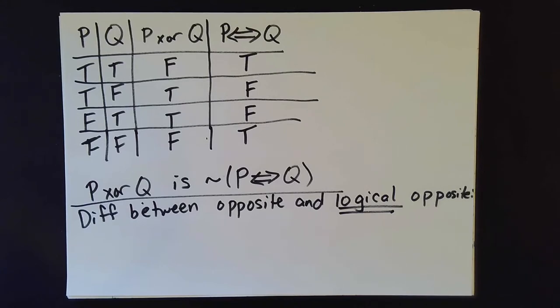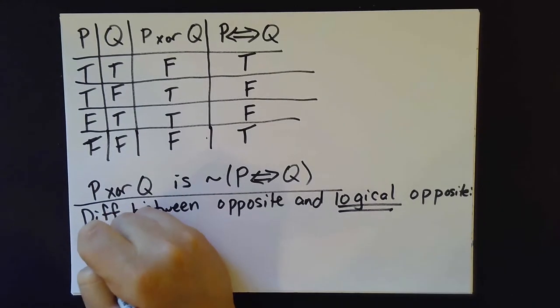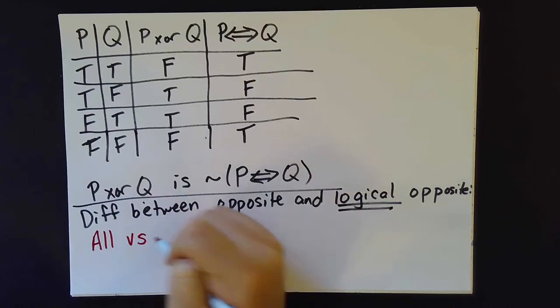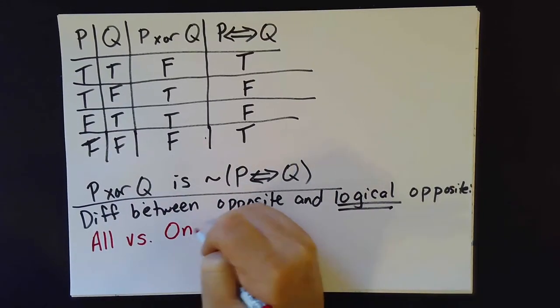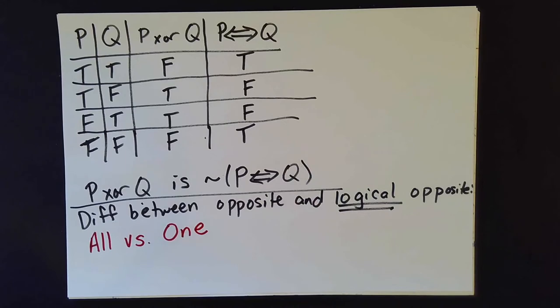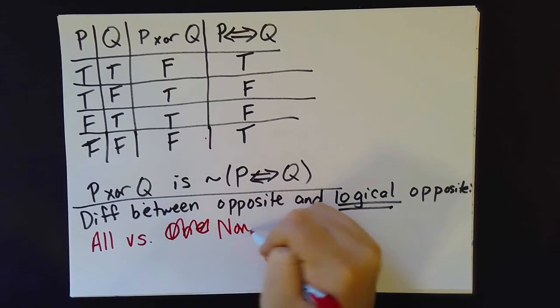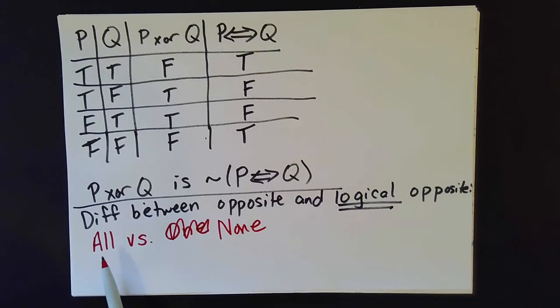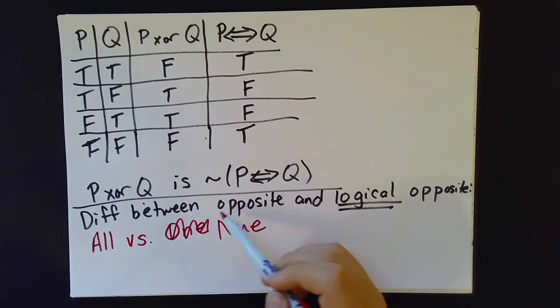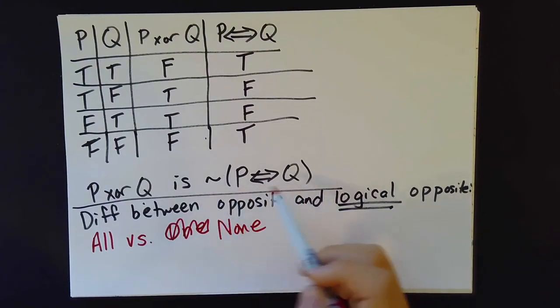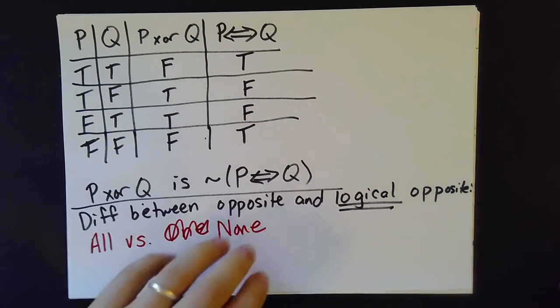Okay. So the biggest one, or one of the biggest ones that's easiest to get caught up in, is all versus none. The opposite of all is none, and the opposite of none is all, in whatever linguistic sense. But that's not the sense we care about. Okay.